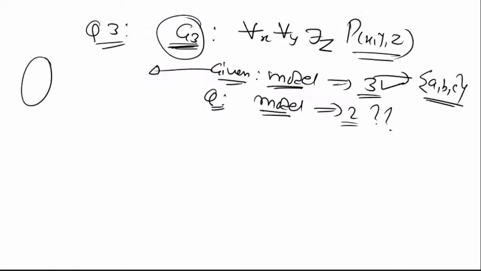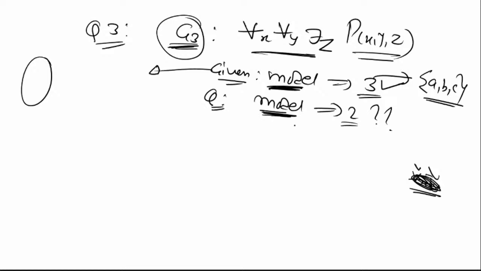Now consider this example: for all x, for all y, there exists Z. This is a similar question to the previous question. In the previous question, we had for all x, there exists y. In this question, we have for all x, for all y, there exists Z. And in this question, he has given to you that there is a model of size 3. Can we guarantee a model of size 2? Let's see.